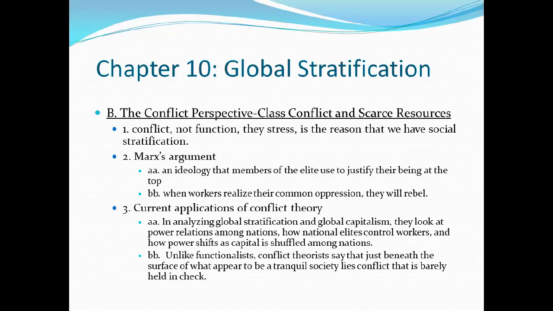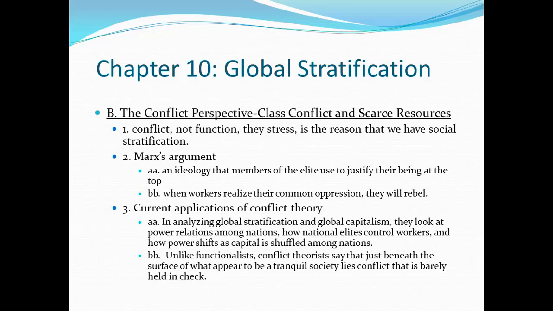Marx's argument is that an ideology that members of the elite use to justify being at the top, and when workers realize their common oppression, they will rebel. The current applications of conflict theory in analyzing global stratification and global capitalism, which we're going to continue to talk about, look at power relations among the different nations. So think about the different countries and where they rank in power and wealth, how national elites control the workers, and how power shifts as capital is shuffled among the nations. We're going to talk about that.